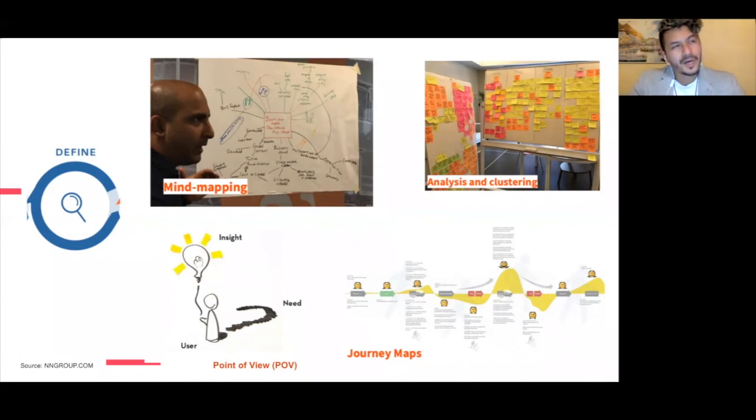The point of view, I will say, is the most common one because it helps you to identify the user, the need, and the insight. So those three elements. So point of view, that's the most common one. And also the journey map. So the one that I was explaining, all the different steps in the user interaction.